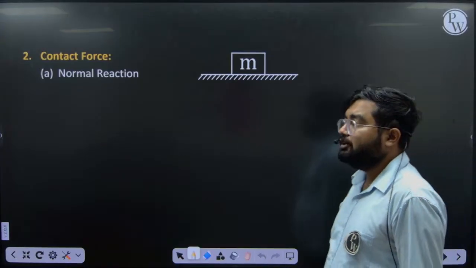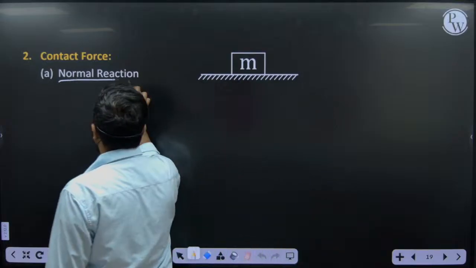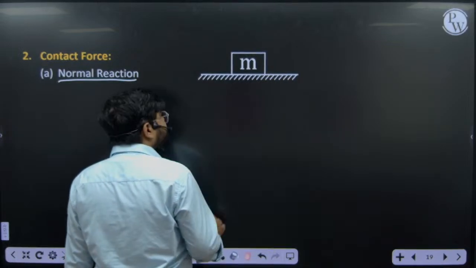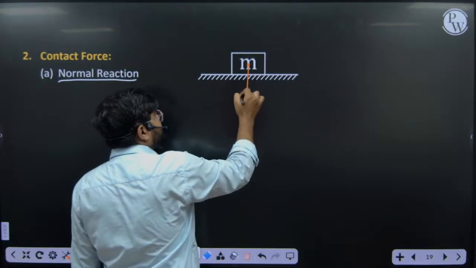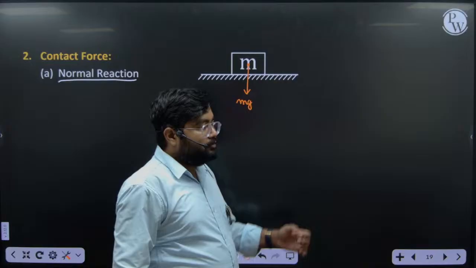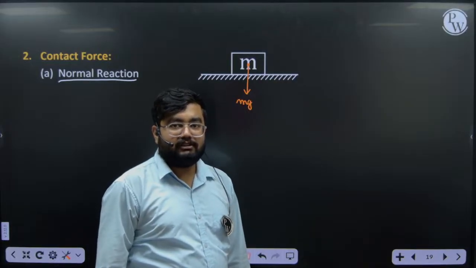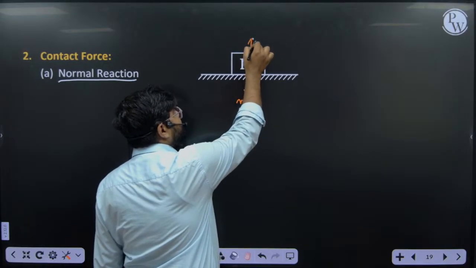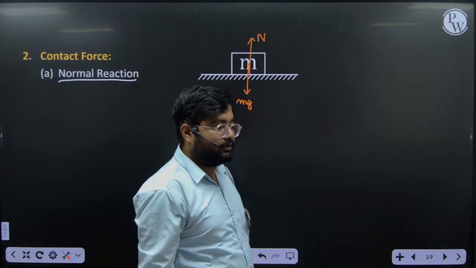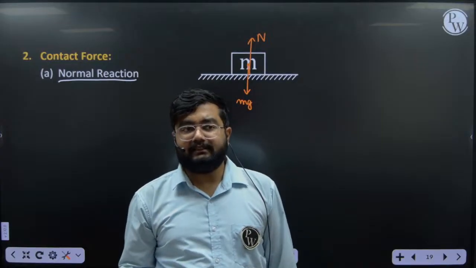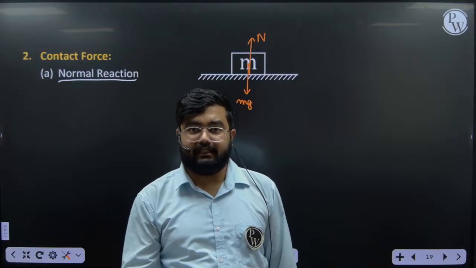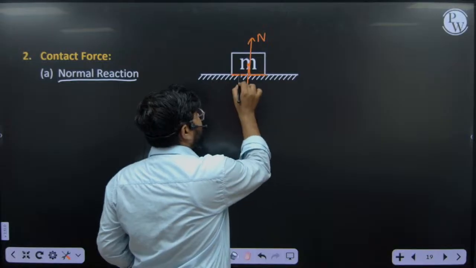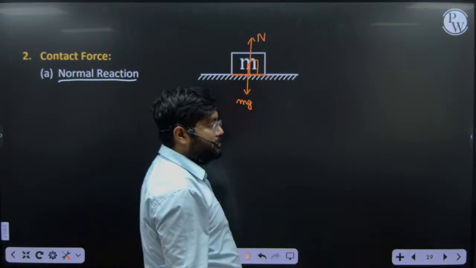If we put a block here, the mg will again act towards the center of the earth. Coming to the next force, contact force. Normal reaction is a type of contact force. It arises due to contact between two bodies. Here, the block will experience a force mg downwards. This block wants to enter the ground and reach the center of the earth, but the ground does not allow it. So the ground exerts an equal and opposite normal reaction. Normal reaction arises to prohibit motion in a certain way. If this is the contact surface, normal reaction will always be perpendicular to the contact surface.